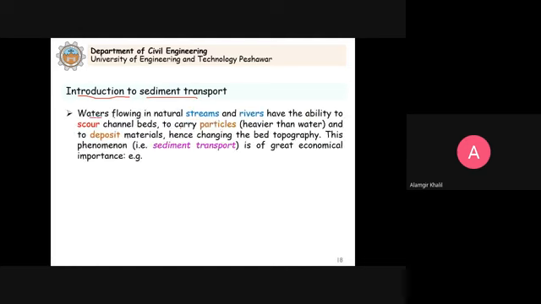Water flowing in natural streams and rivers has the ability to scour channel beds, to carry particles heavier than water, and to deposit materials, hence changing the bed topography. This phenomenon, which is sediment transport, is of great economical importance.